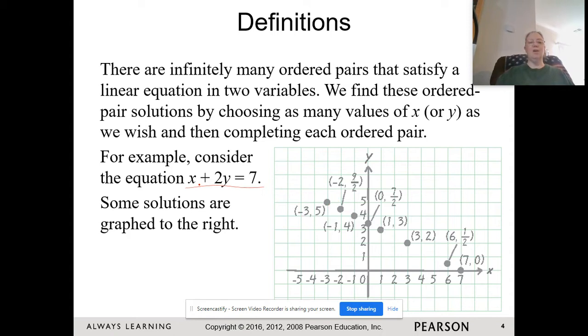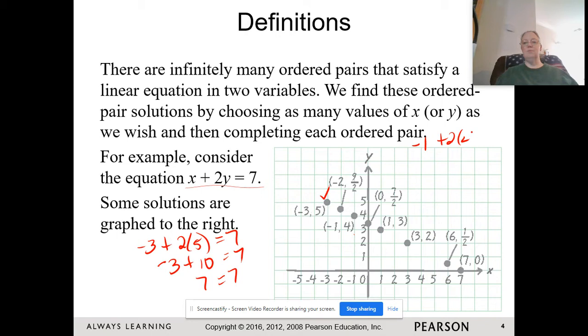So if I plug in -3, 5: -3 plus 2 times 5, and I simplify, -3 plus 10, and 7 is equal to 7. So this point is a solution. If I plug in -1, 4: -1 plus 2 times 4, -1 plus 8, 7 is equal to 7. So this point and this point so far that we've checked. If we try 1, 3: 1 plus 2 times 3, 1 plus 6, 7. 1, 3 is a solution, 3, 2. All of these are solutions to this particular equation.